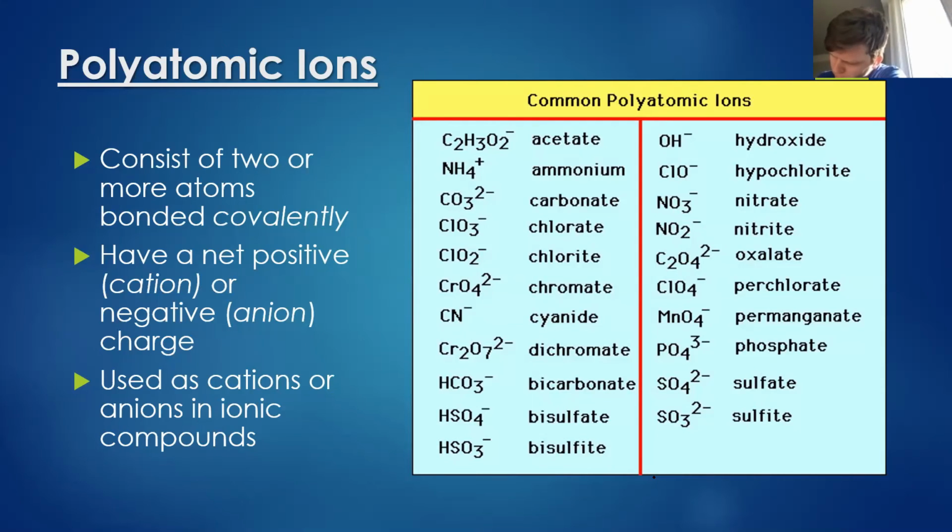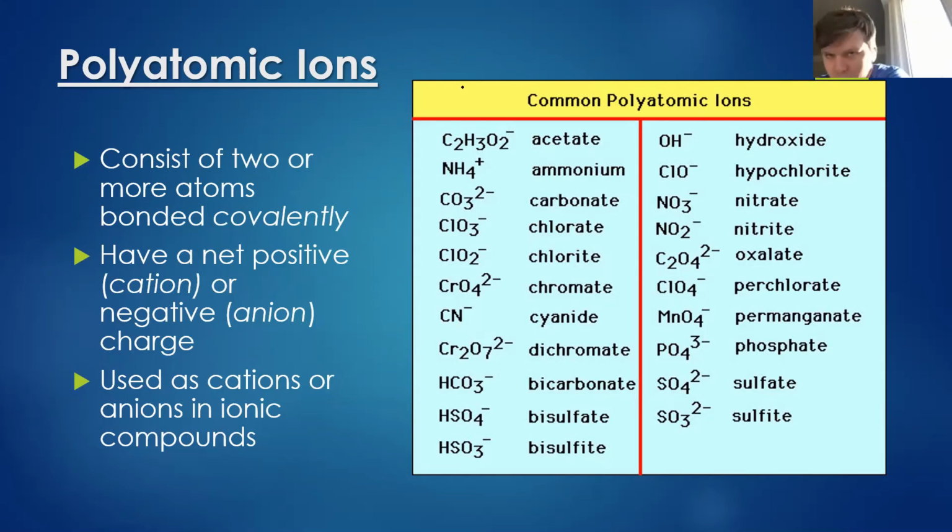So what polyatomic ions are is 2 or more elements that are covalently bound, meaning that they're sharing electrons, but they have an overall charge. You'll notice all of these ions listed have either a minus or a plus. So they are indeed ions. They have negative charges and positive charges. Since they have negative or positive charges, we can use them in ionic compounds. They can be part of an ionic compound.